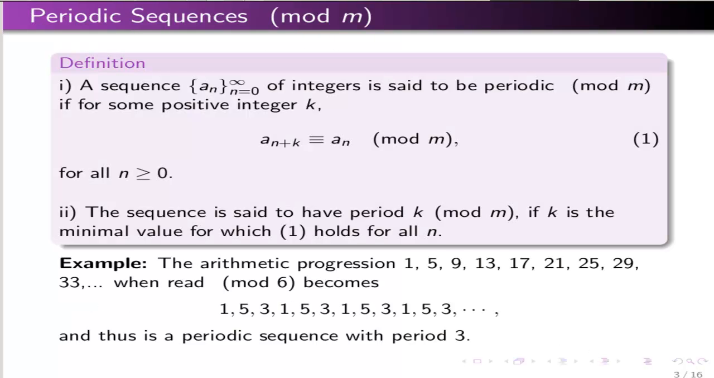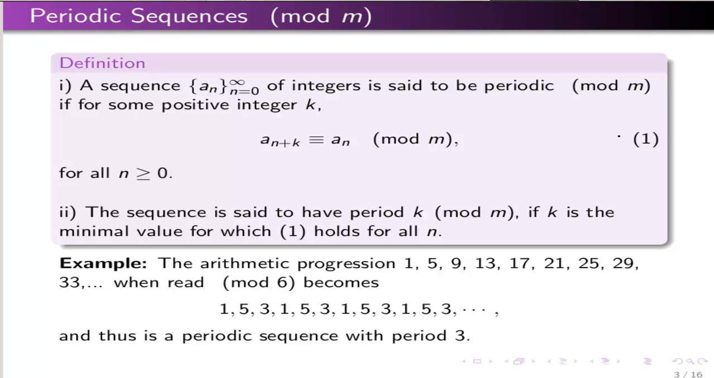Okay, so what is a periodic sequence mod M? A sequence of integers a sub n is said to be periodic mod M if for some positive integer k, a sub n plus k is congruent to a sub n mod m for all natural numbers n. So it has a repeating cycle of length k, and the minimal value of k for which this holds is called the period of the sequence.